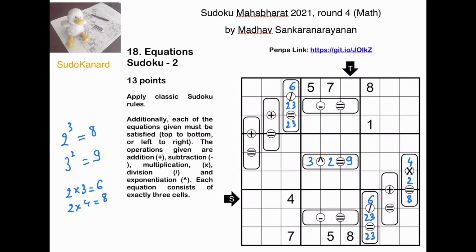And now the real story begins. I mean, those are really forced. Now we need to see what to do with the rest. Okay, where shall I begin? This cell seems to be constrained. There are only two candidates, which are 3 and 9.